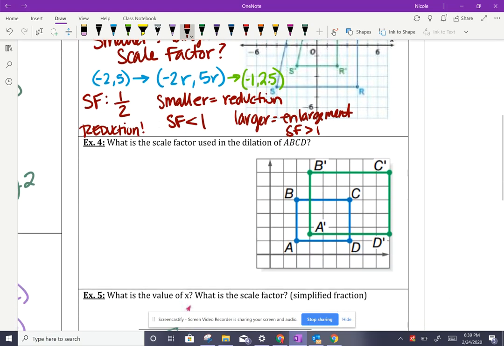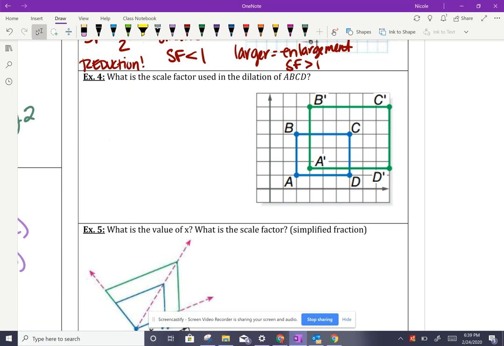Let's take a look at one more. Going to find the scale factor here. I have B and B prime. I have both of these quadrilaterals, A, B, C, D, and A prime, B prime, C prime, D prime. So I'm going to look at one point. I really don't need to do more than that. So I'm going to look at B, which is at, here's my origin. I don't need to write origin. I could just write 0, 0. So B is at 2, 1, 2, 3, 4.